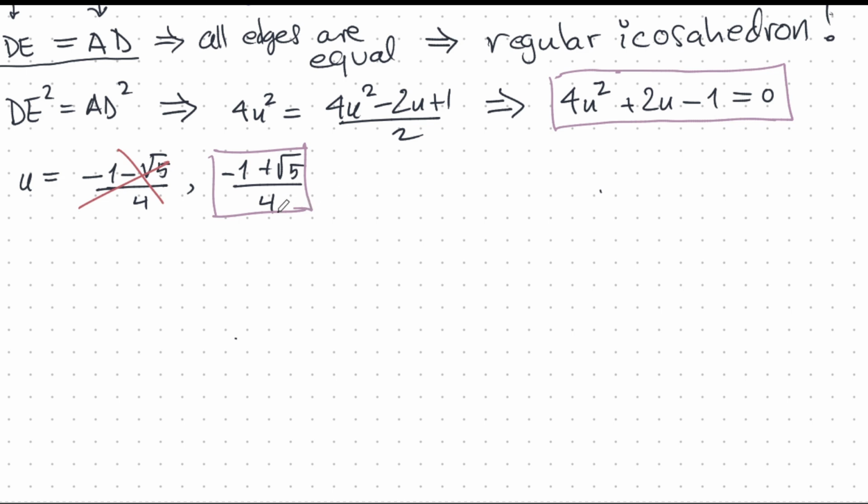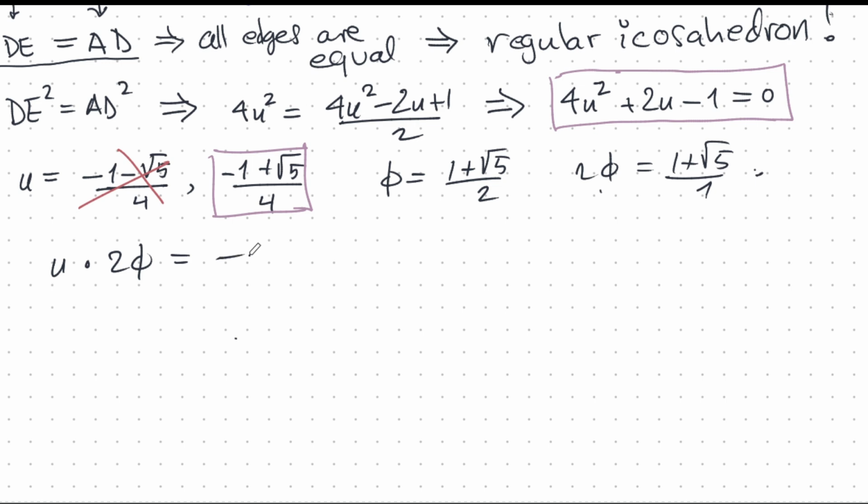And now it remains to interpret what does this mean? Well, okay. Golden ratio is 1 plus root 5 over 2. So 2 phi is 1 plus root 5 over 1, like that. Okay, so let's multiply u times 2 phi and see what happens. Minus 1 plus root 5 over 4 times 1 plus root 5 over 1. And look at this magic, man. Look at this. Look at this.